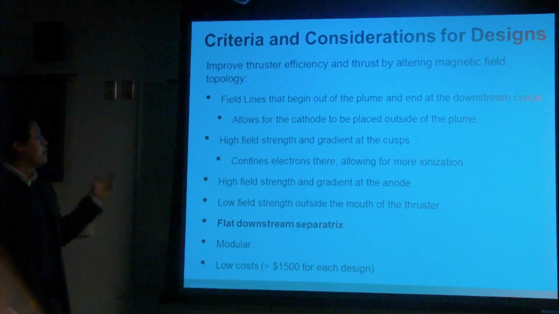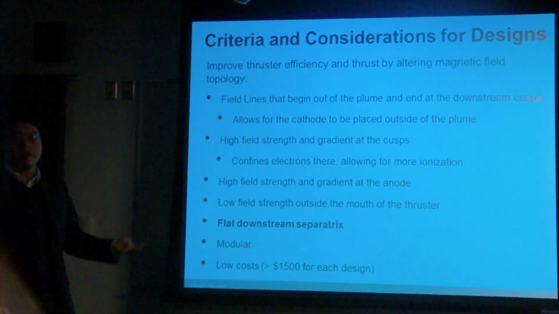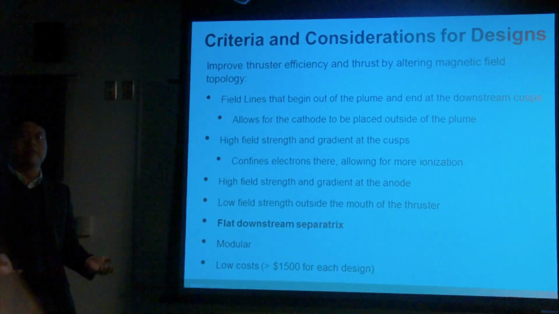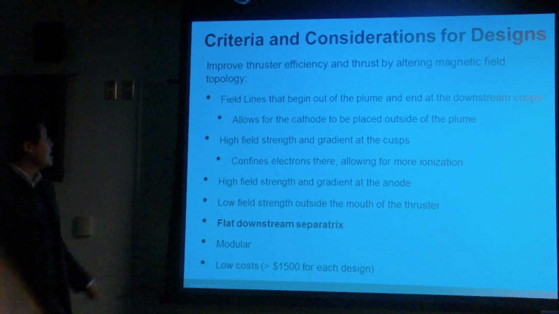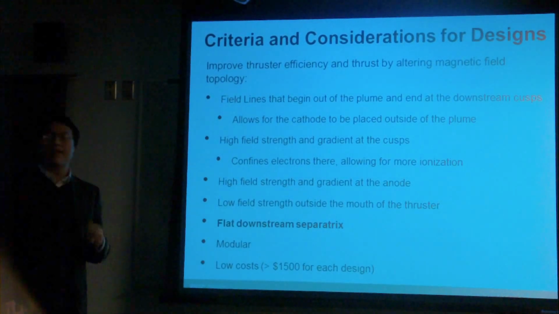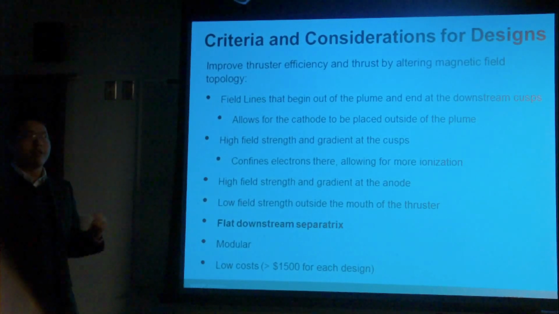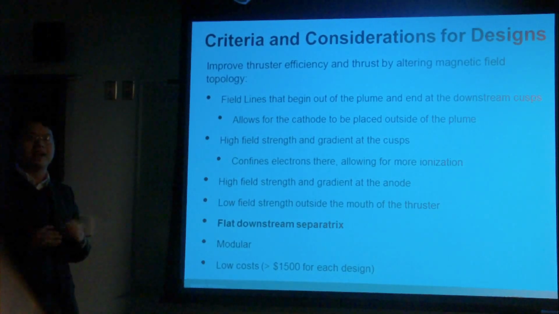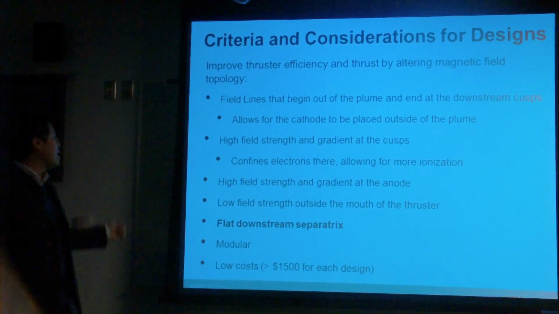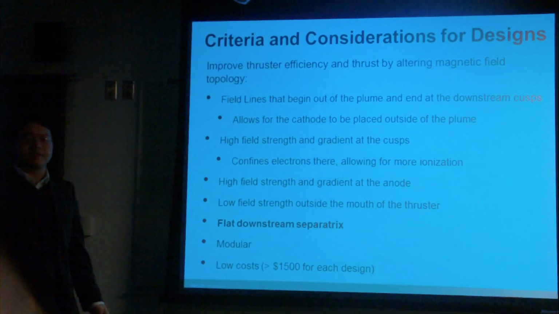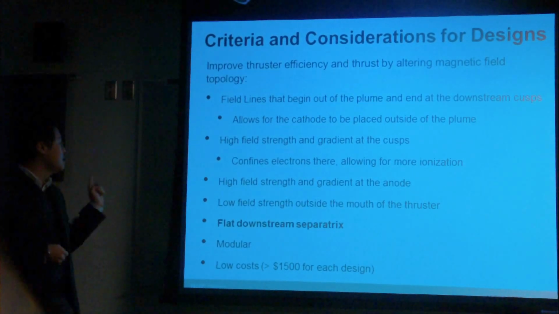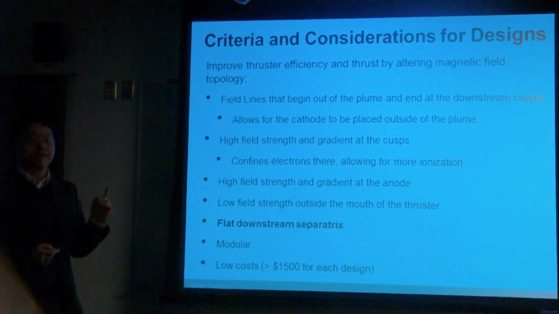The idea is of having a field line coming outside the plume, ending in the downstream cusp. That's critical to having a cathode location and also eliminates the worries of cathode erosion. The other aspect is the high field strength and gradients at the cusp and the anode. It's also taking advantage of the magnetic mirroring that will help trap the electrons and help with ionization, and also prevent the electrons from going to the anode. Lastly, you want to have low field strength outside the mouth of the thruster so that you have electrons coming in, and you have a flat downstream separatrix, which I'll elaborate on in a moment.